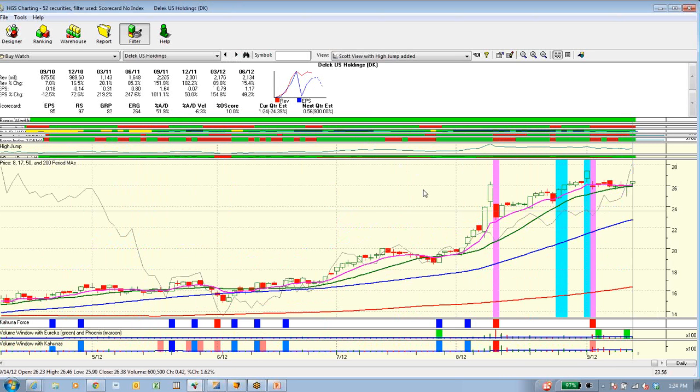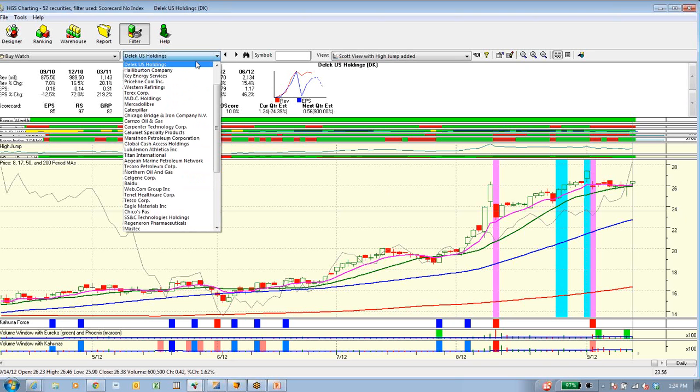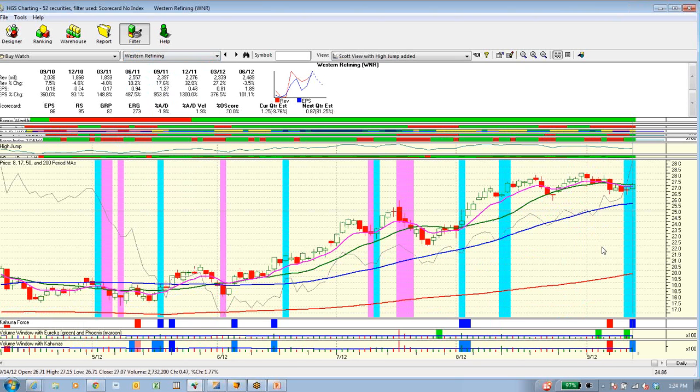Refiners have done very well. Delek and Western have both maybe given you some entry points as they base for a while, down to their 17-day on this one. And Western Refining, similar picture, pocket pivots and a kahuna coming in. These guys will continue to lead, in my opinion.